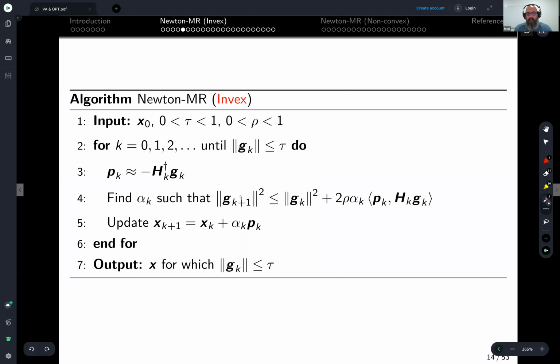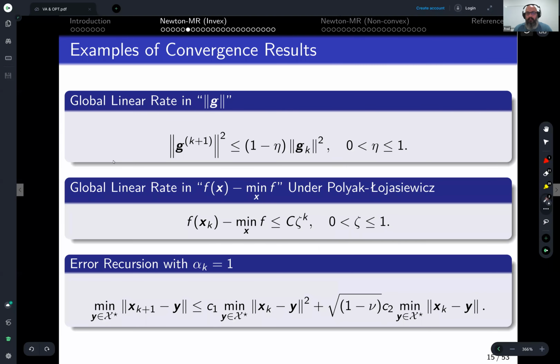And sort of at every iteration, you ensure descent in the norm of the gradient. And so you can get linear convergence rate in terms of norm of the gradient. You can also get linear convergence in terms of the original function value, if in addition you make some extra assumptions. Yeah, so I think the point I don't understand is, do you carry out the MINRES to the end?